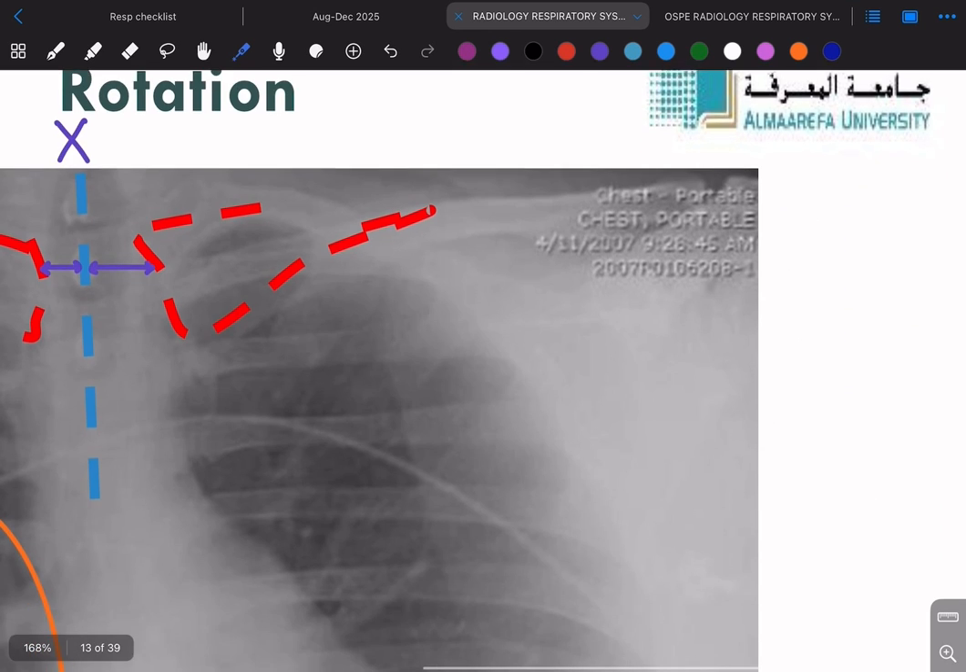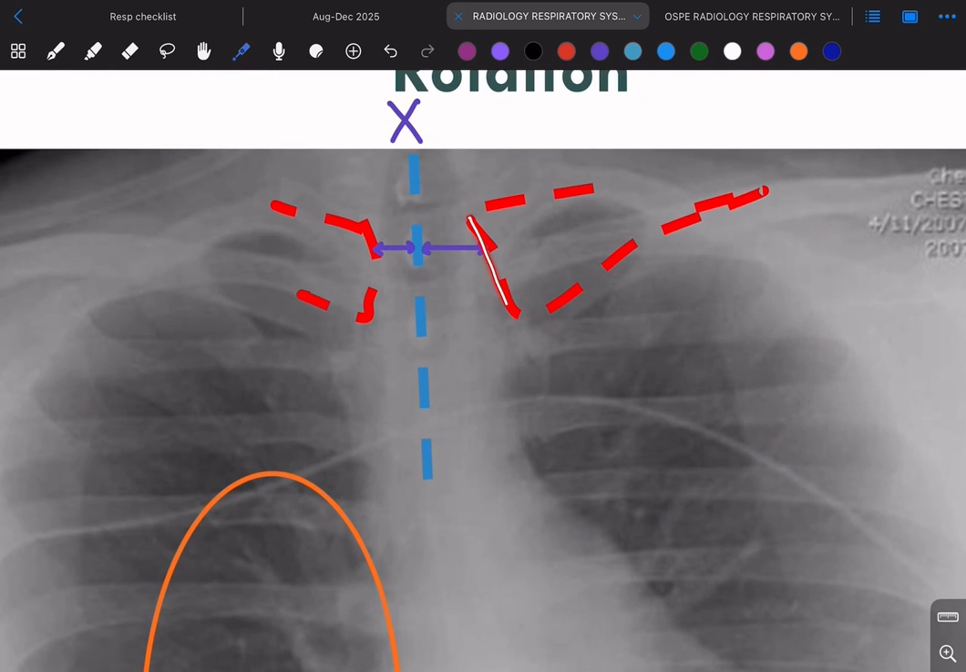As for the opposite, here these are the medial ends of the clavicle and this is the midline spine.